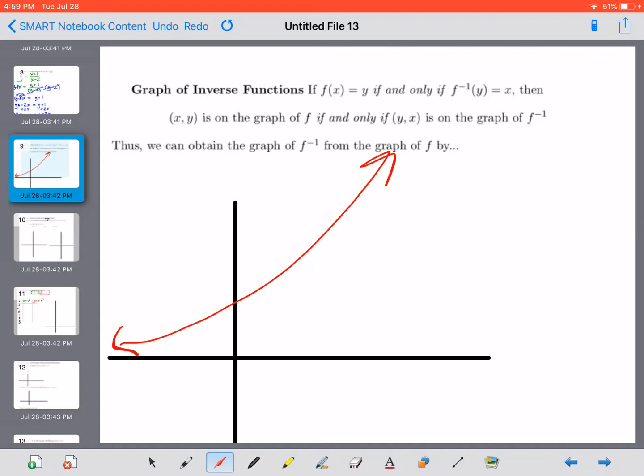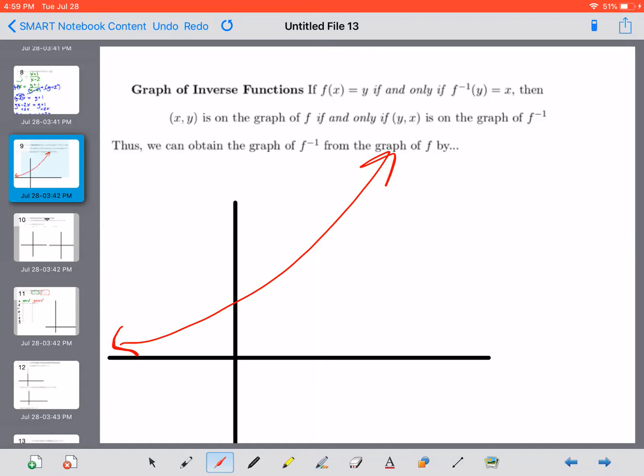So we know that f of x is equal to y if and only if f inverse of y is equal to x, for a function f that actually has an inverse function. And so the point x comma y is going to be on the graph of f if and only if y comma x is on the graph of f inverse.